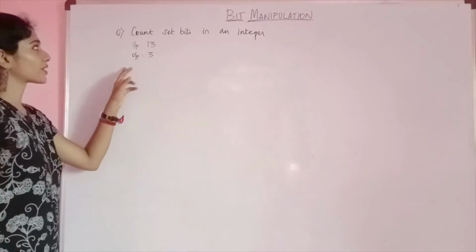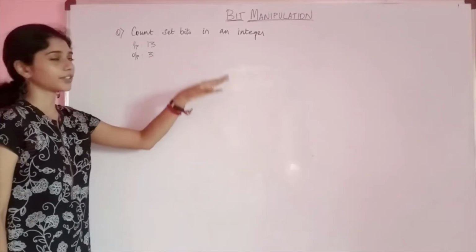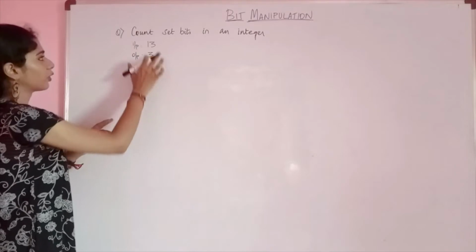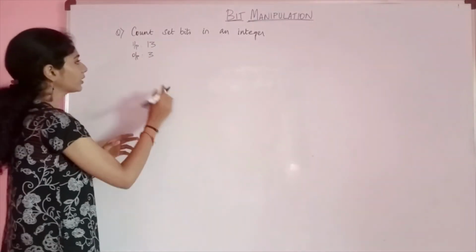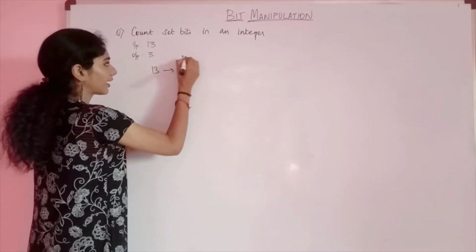So let's consider this question. Count set bits in an integer. Suppose they give you the input as 13, you're supposed to print the output as 3. So how am I supposed to know that? We know how you can represent 13: 8, 4, 2 and 1.